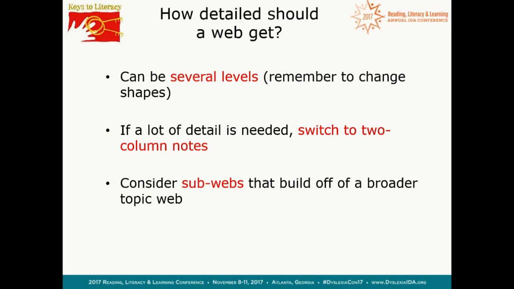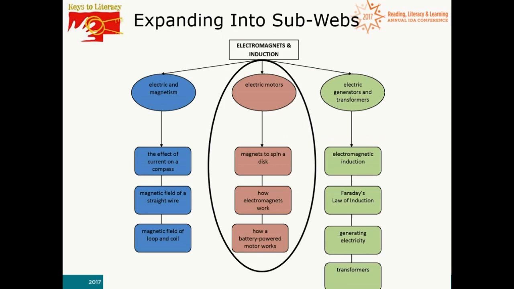So what do you do when you've got a lot more detail? You have 2 options. One is to switch to 2 column notes. And I'll show you how that works. Basically, any part of your web, the main part, a piece of the web, moves into the left side of our 2 column notes, which is where the big ideas go, and then you can add lots of details on the right. But another thing that you can do is break out into subwebs. So it's best for me to just show you an example.